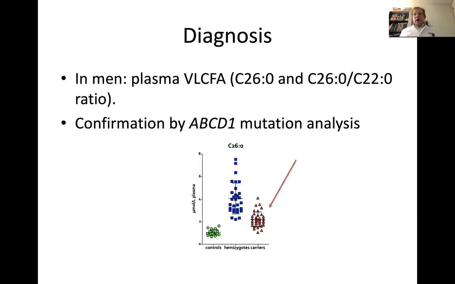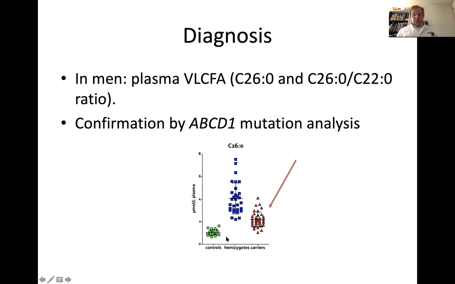So how to diagnose X-linked adrenoleukodystrophy? Well, in men, really easy. If you have a clinical suspicion, you can just do plasma very long chain fatty acids. So the C26 and the C26/C22 ratio, and basically all affected men should have abnormal very long chain fatty acids. And of course, then the diagnosis can be confirmed by ABCD1 mutation analysis.